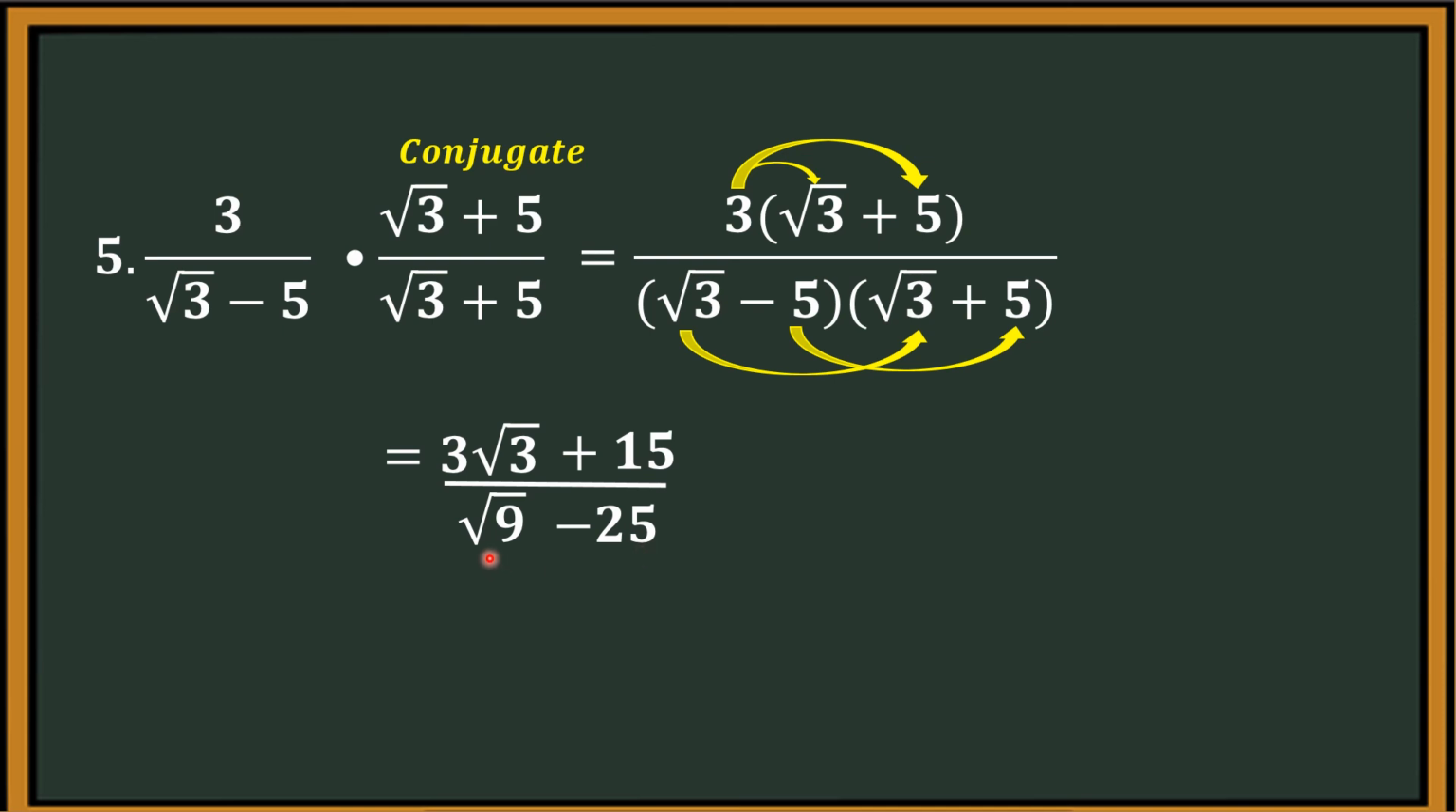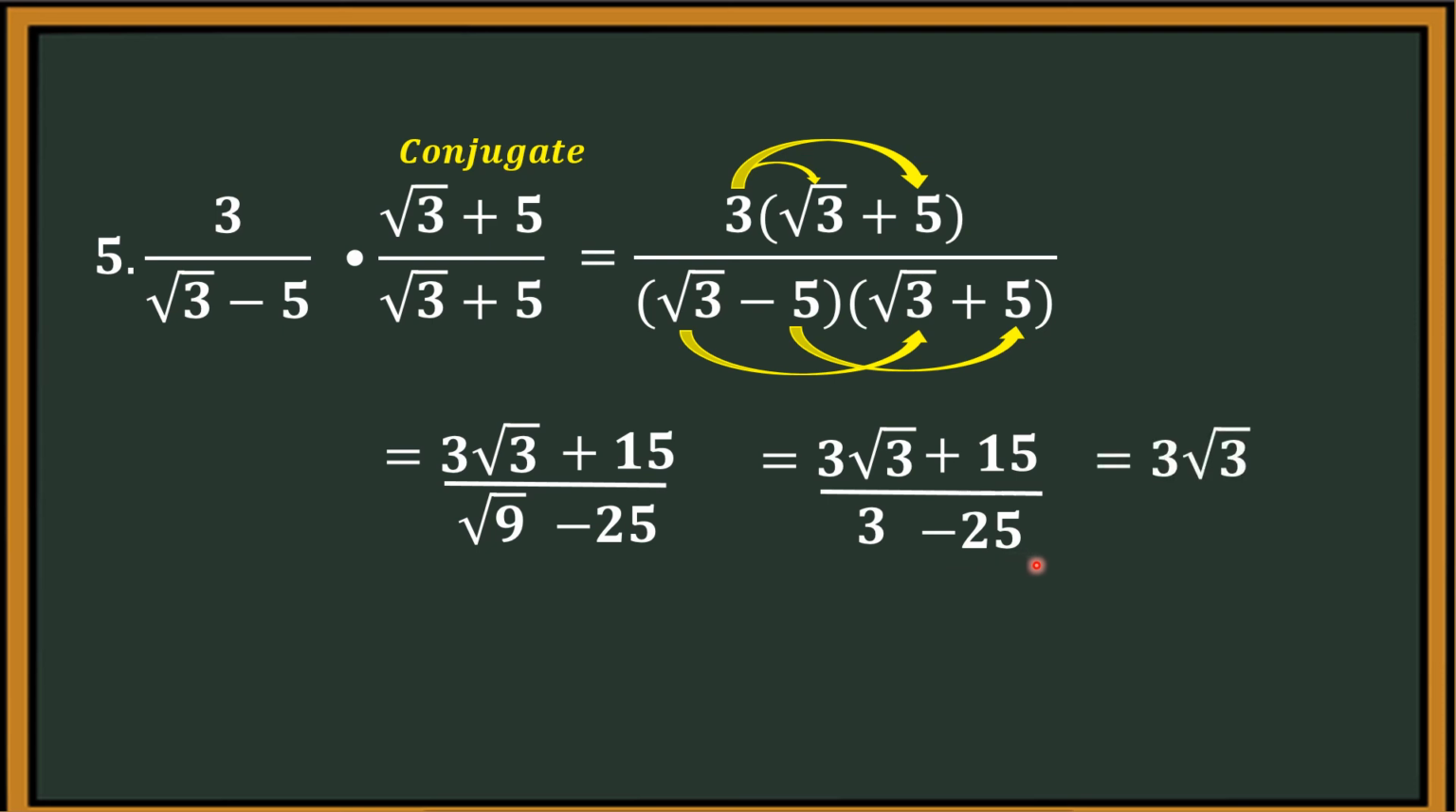Next, ang square root of 9 is pwede pang isimplify kasi ang 9 natin ay perfect square. So, let us simplify it. We just copy 3 square root of 3 plus 15 all over square root of 9 is 3. Just copy minus 25. And then that is equal to 3 square root of 3, just copy, plus 15 all over 3 minus 25, that is negative 22. So this is now the final answer.